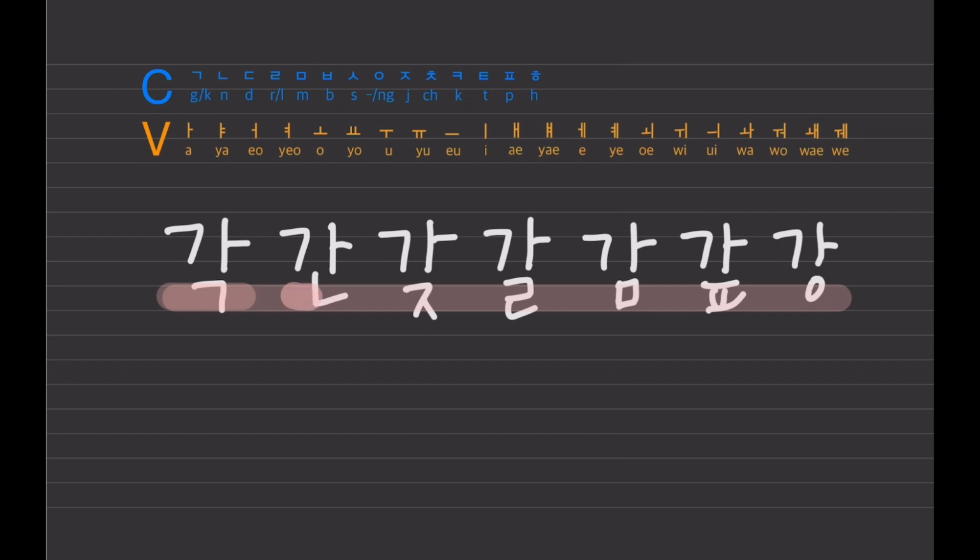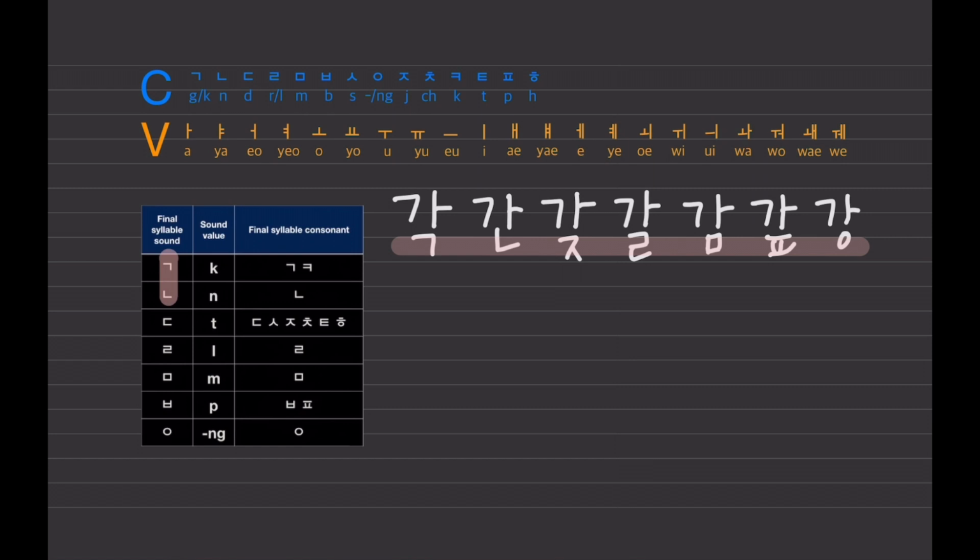각, 간, 갓, 갈, 감, 갑, 강. Probably you noticed that some of them don't sound like their own sound value. Then let's see this table now.